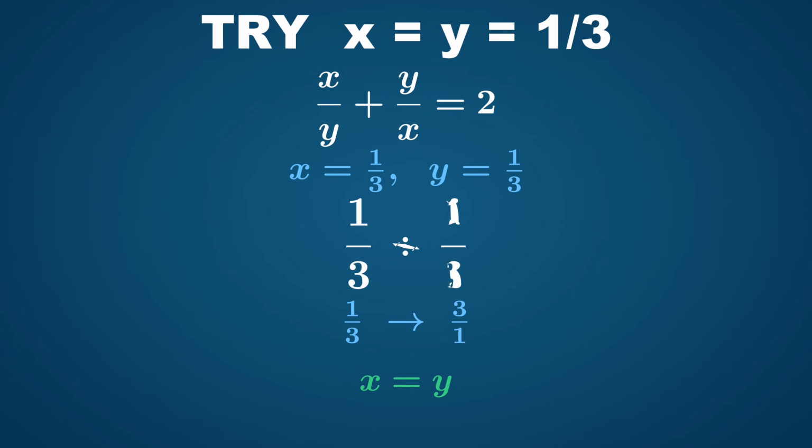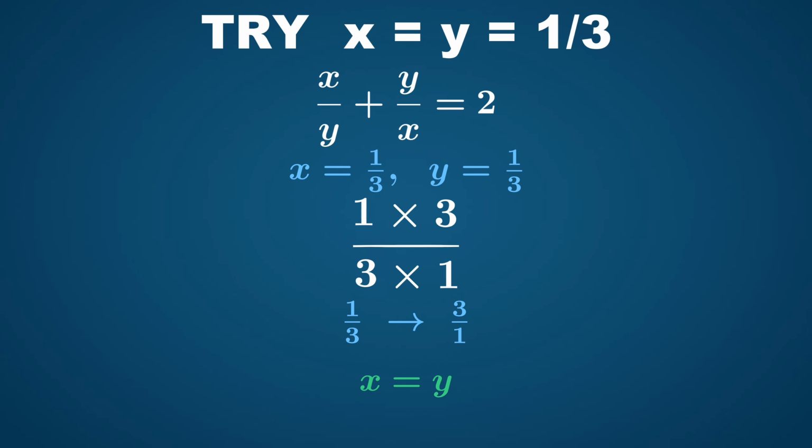To perform this division, we take the fraction in the numerator, which is 1/3, and multiply it by the reciprocal of the fraction in the denominator. The reciprocal of 1/3 is found by flipping the numerator and the denominator, giving us the new fraction 3/1. We multiply the original fraction 1/3 by the reciprocal fraction 3/1.